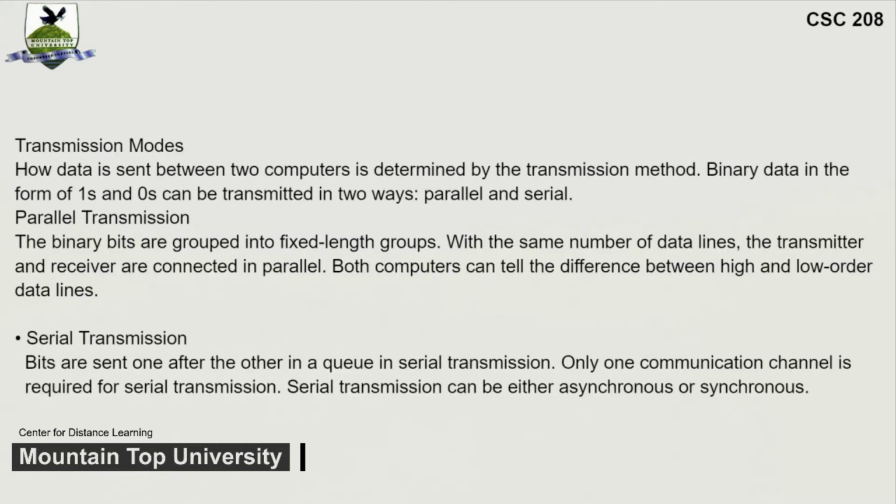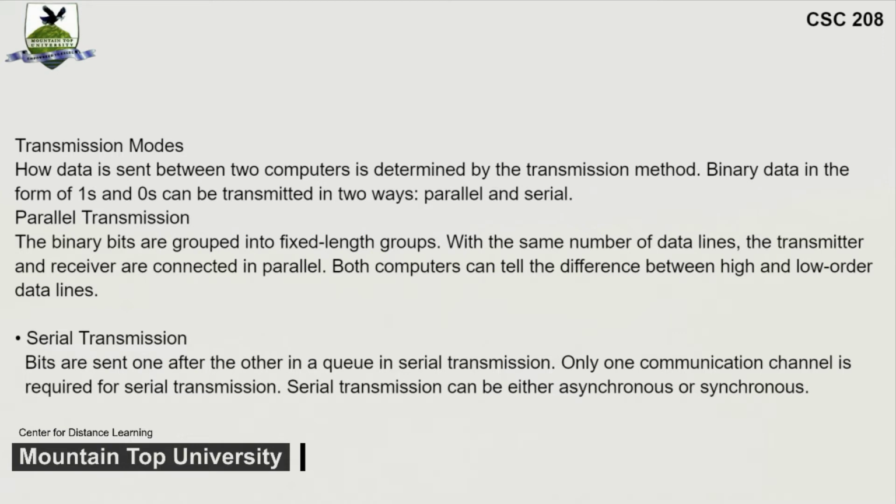Transmission modes. How data is sent between two computers is determined by the transmission method. Binary data in the form of ones and zeros can be transmitted in two ways: parallel and serial. Parallel transmission. The binary bits are grouped into fixed-length groups. With the same number of data lines, the transmitter and receiver are connected in parallel. Both computers can tell the difference between high and low-order data lines.